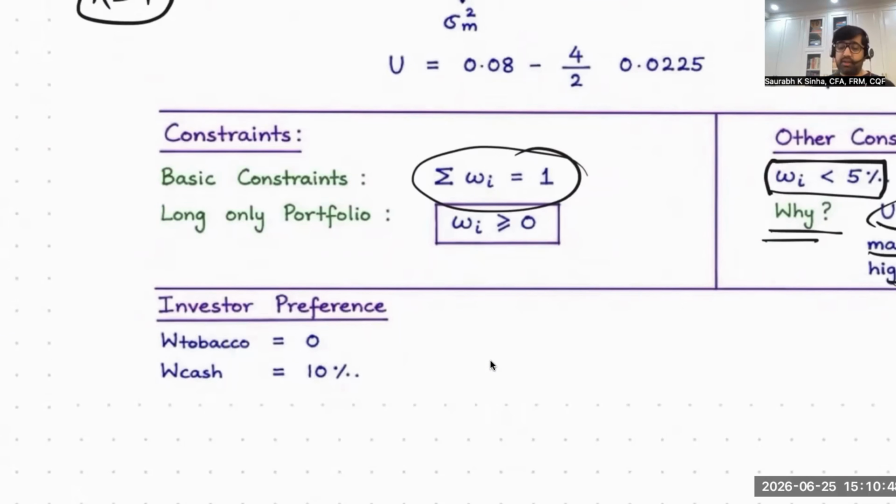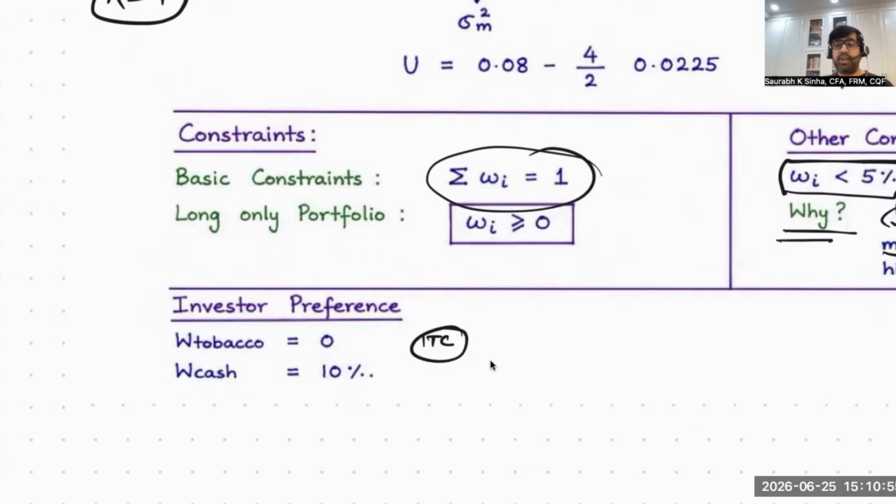There are other constraints in the world. You cannot give weight to tobacco, but ITC is one of the assets. You cannot have a weight of less than 10% in cash. This could be a constraint from the investor. These are investor-based constraints. You cannot do anything about it. You're doing optimization for whom? For the investors, for your client.